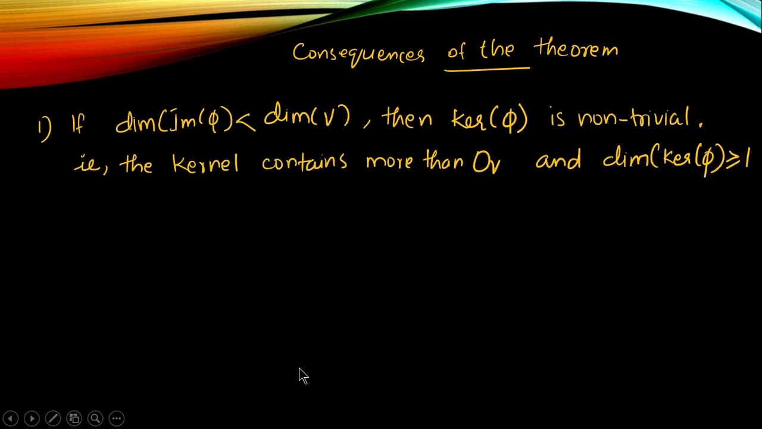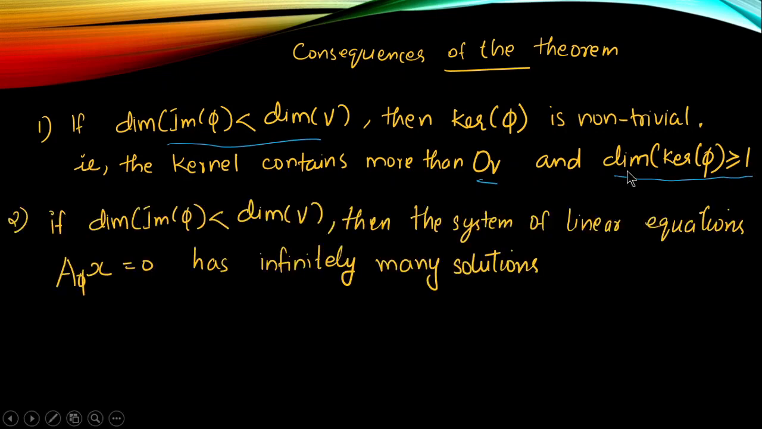Then the consequences of the theorem: if the dimension of image of phi is less than the dimension of V, then the kernel of phi is non-trivial, that is, the kernel contains more than 0V, and the dimension of kernel of phi is greater than or equal to 1. That means in the kernel we have more than one element. The bare minimum element in the kernel is always 0V. If the dimension of image is less than the dimension of V, that means we have some remaining vectors in V that can be mapped to the null element, the neutral element in W. So of course the dimension of kernel will be greater than or equal to 1.